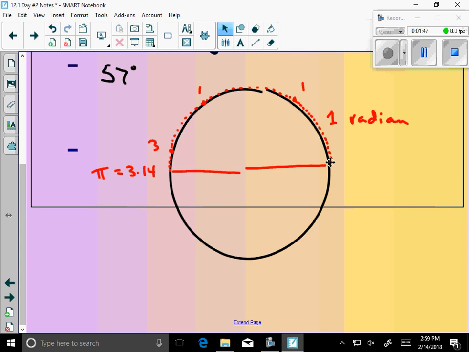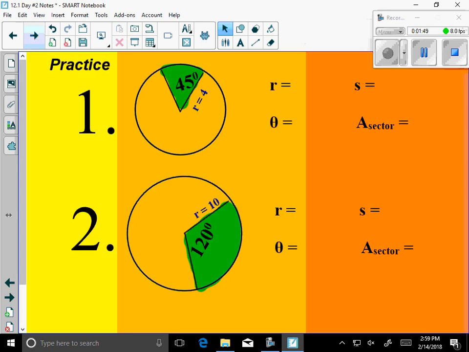Next slide. All right, I'd like you to pause this and attempt these 2 review problems. Welcome back from that pause. 2 formulas that you need to know are that arc length S equals r theta, so arc length S equals radius times angle. And the other one we're going to need to know is area is theta over 2 r squared.